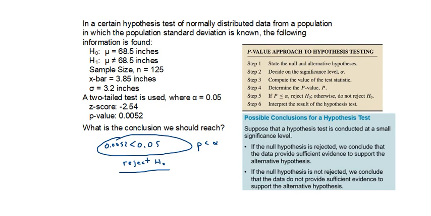If that p-value was either equal to or greater than our alpha, then we would fail to reject the null hypothesis.